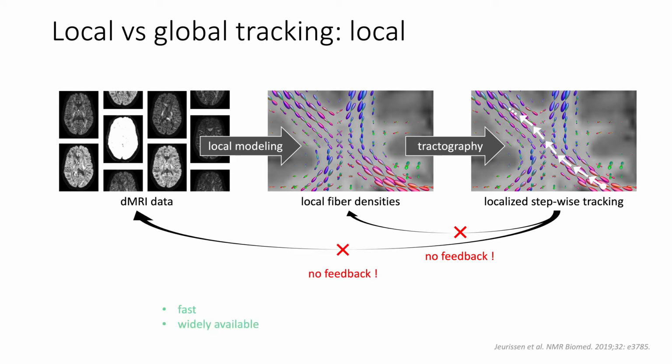Local methods are fast and widely available, but they have important drawbacks. The most apparent one is probably that minor errors in the local fiber orientations can accumulate and significantly affect the final result. Another, lesser known downside is that local tractograms are typically a very poor predictor of the measured diffusion data, resulting in fiber tractograms that have very little quantitative meaning.